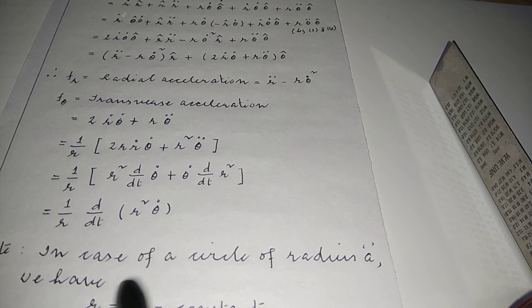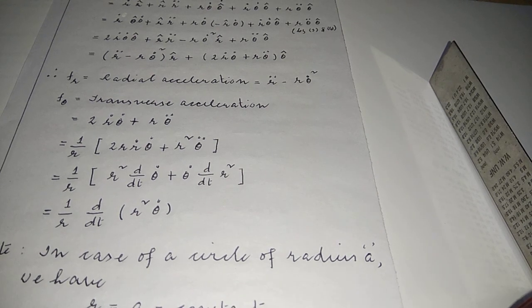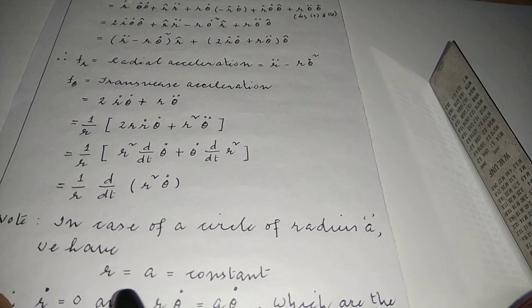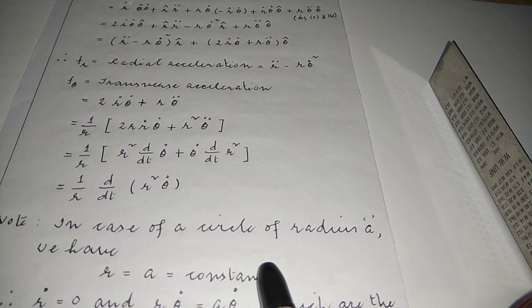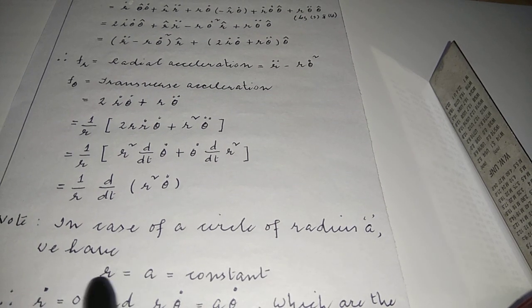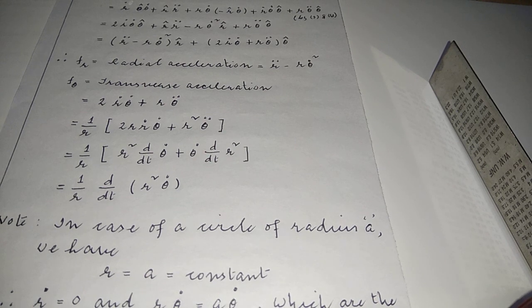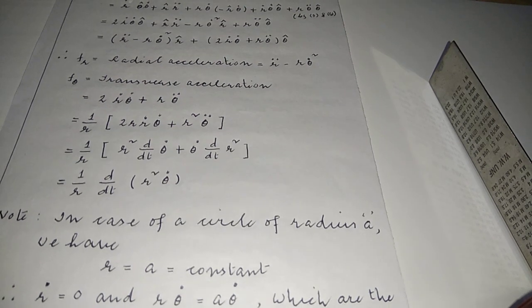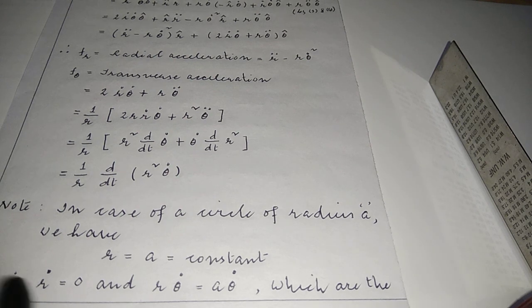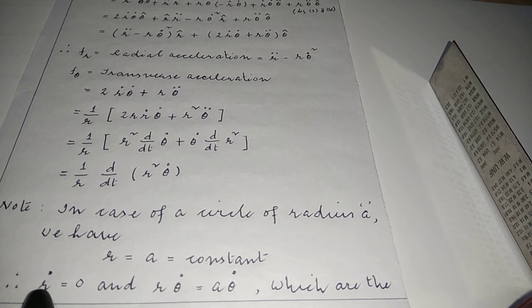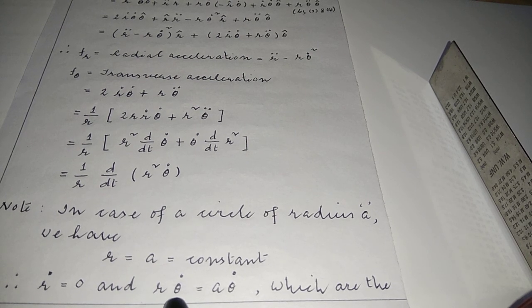So in case of a circle of radius a, we have r is equal to a is equal to constant. So in that case, if r is equal to a is equal to constant, what is the value of r dot? So r dot you will get 0, and so this one will give you the radial acceleration.